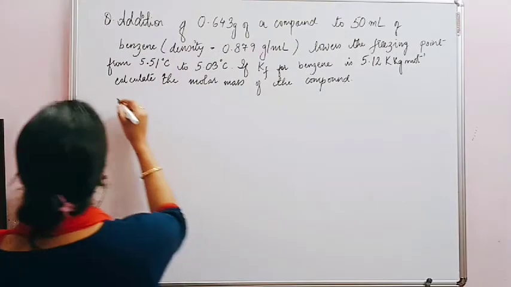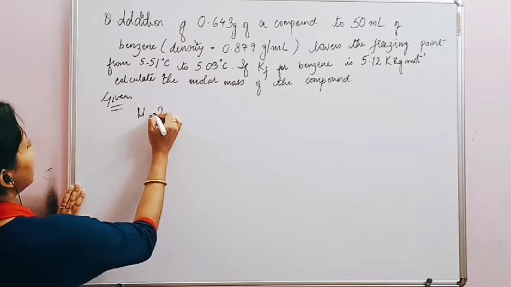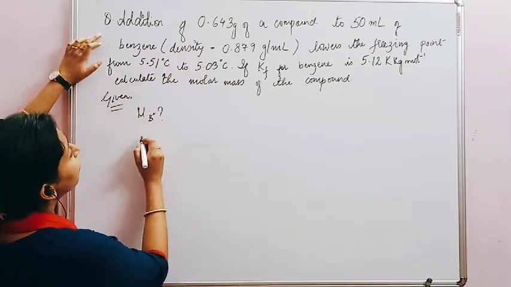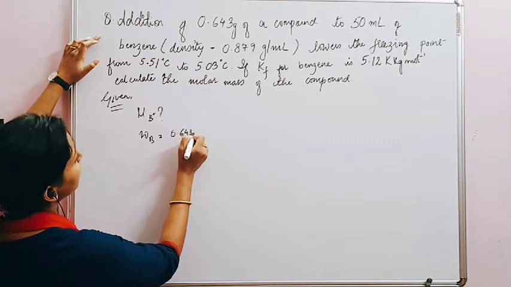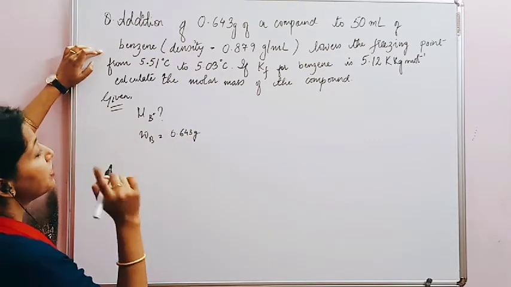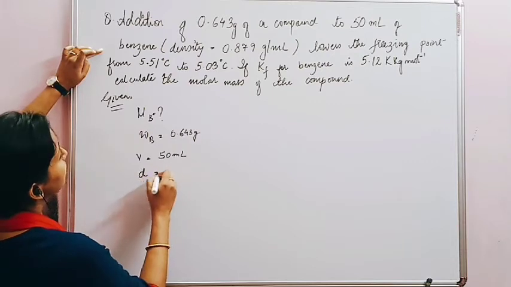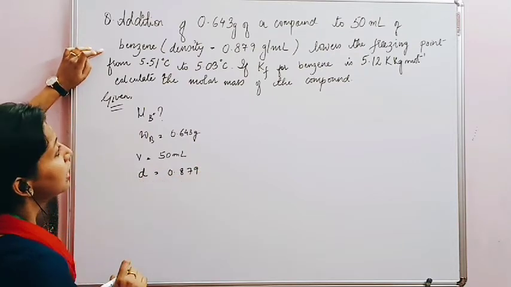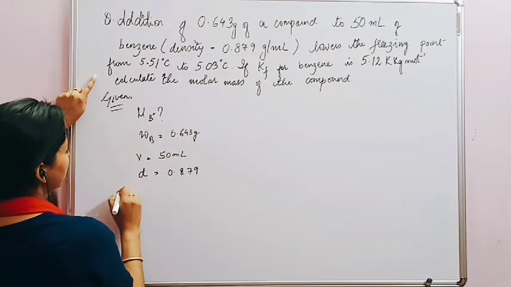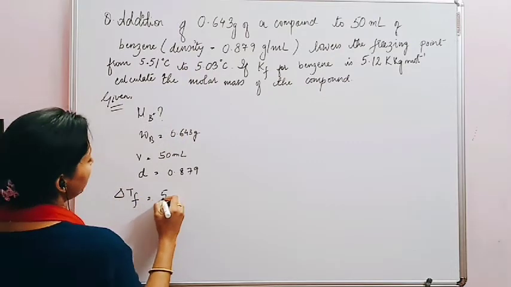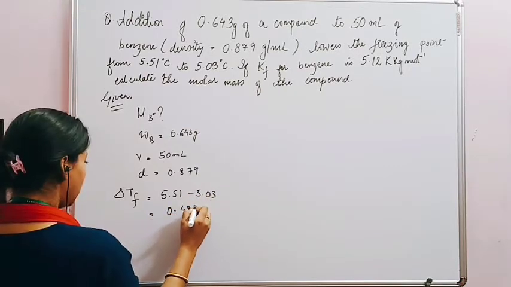It is very much understood that if you read the question, they have asked you Mb. Okay? Now, let us write the information given in the question. Addition of 0.643 grams, so that is Wb is equal to 0.643 grams of a compound to 50 ml. Now, volume is given, 50 ml. Benzene density is also given, so density is 0.879. Lowers the freezing point from 5.51 to 5.03. So I'll directly take out delta Tf, that will be 5.51 minus 5.03. This comes to 0.48 degrees Celsius.